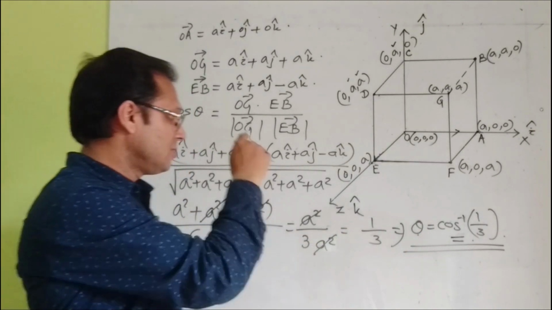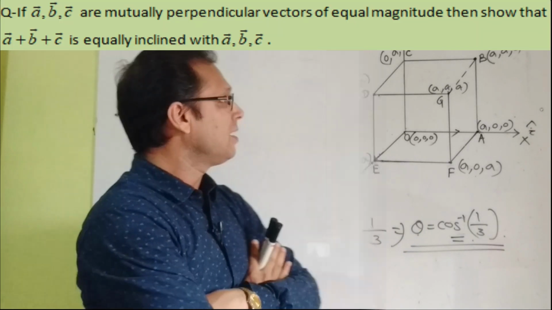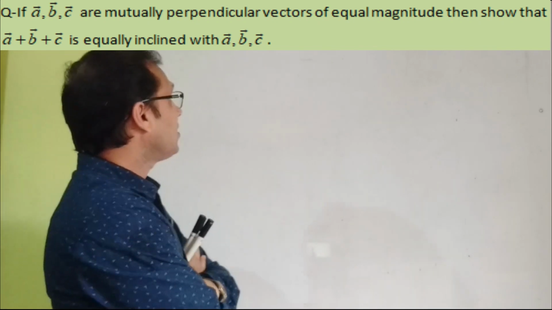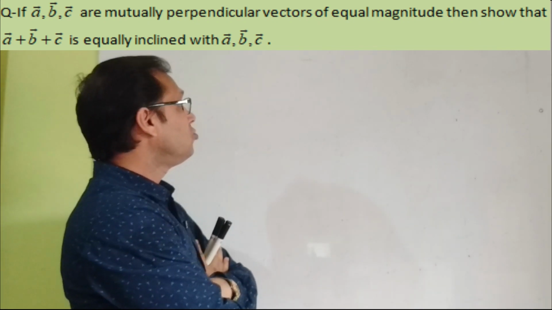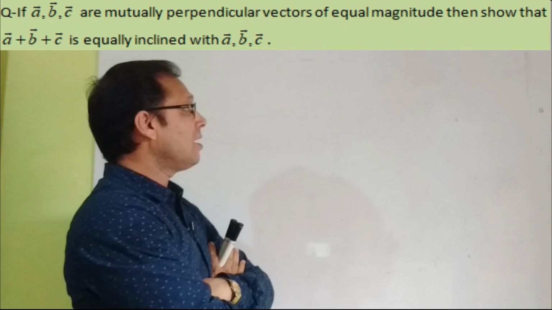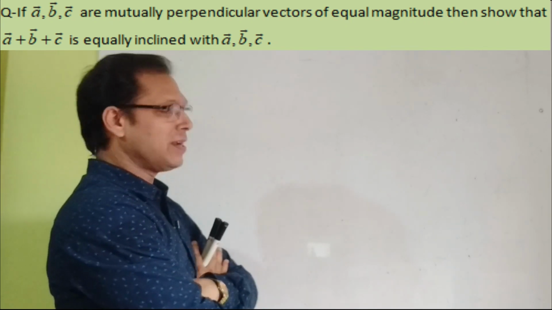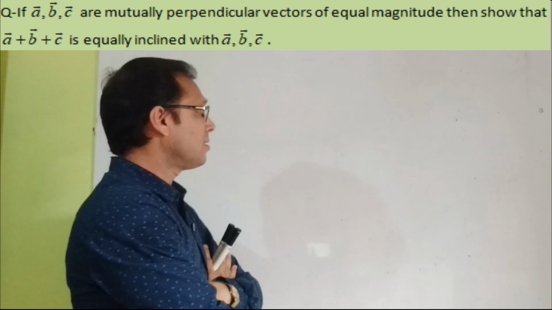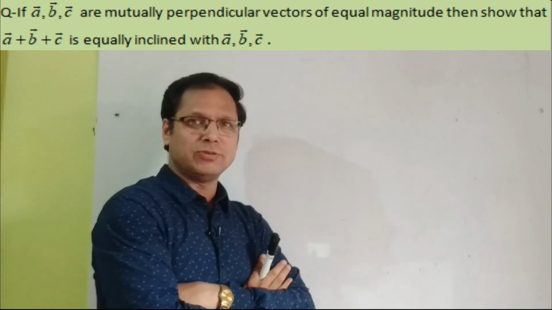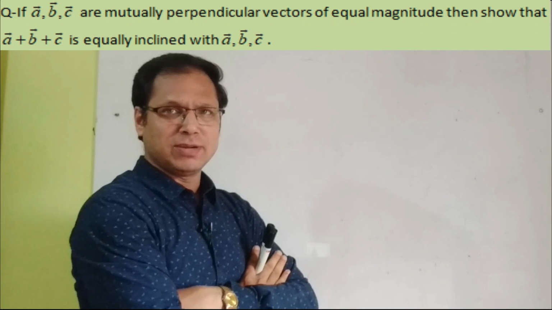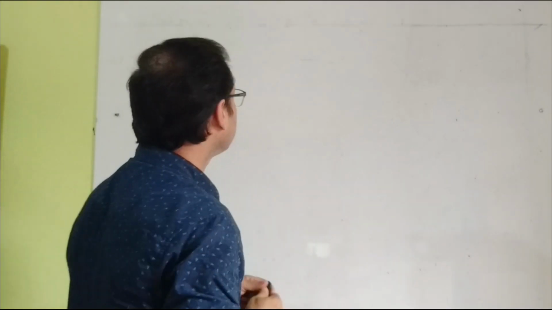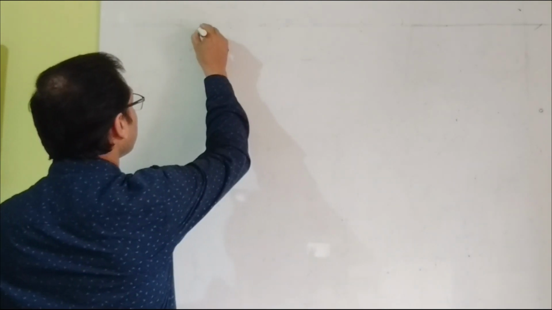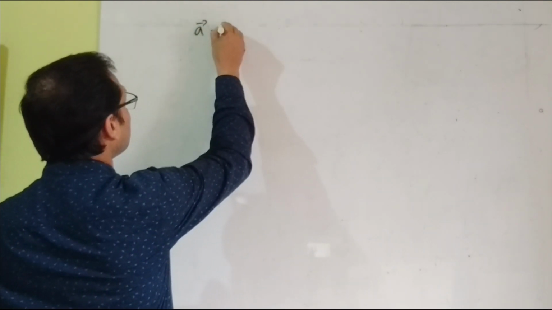Okay, this one is a very important one, so make it a note. A vector, B vector and C vector are mutually perpendicular to each other and also have equal magnitude. Then A vector plus B vector plus C vector is equally inclined with A vector as well as B vector as well as C vector. Okay, so first, what is the given condition? A vector, B vector, C vector are mutually perpendicular.